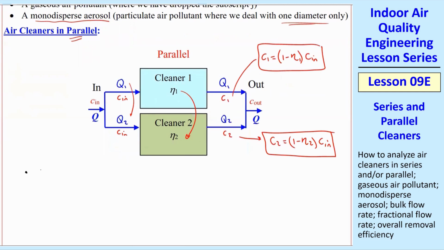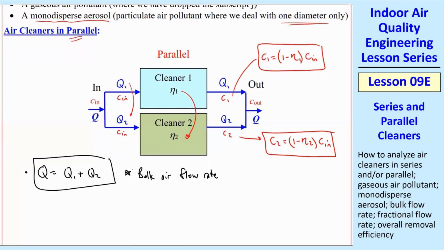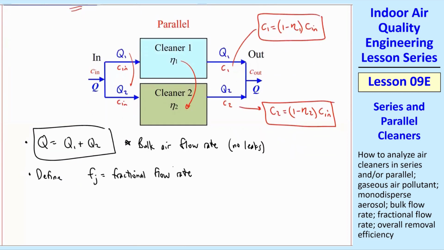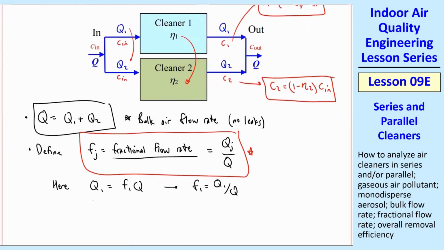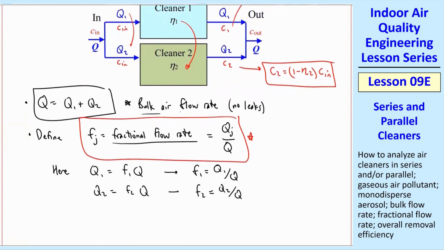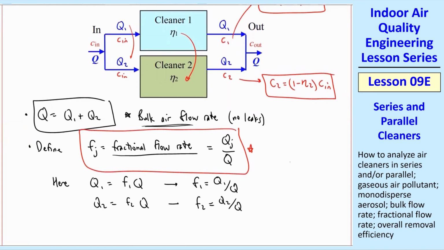What else do we know? We know that the total Q has to equal Q1 plus Q2. That's just conservation of mass, again assuming no leakage. This is the bulk air flow rate. Let's define Fj as the fractional flow rate, where J is the cleaner number. In this case, there's only 2, 1 and 2. Fj is Qj over Q. So it's the flow rate coming through cleaner J divided by the total flow rate, the fractional flow rate. So here Q1 is F1 times Q because F1 is Q1 over Q, and similarly for F2. So these are all for the bulk air flow rates. We haven't said anything about the concentrations yet.